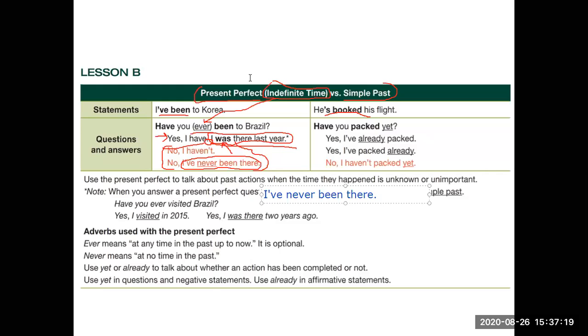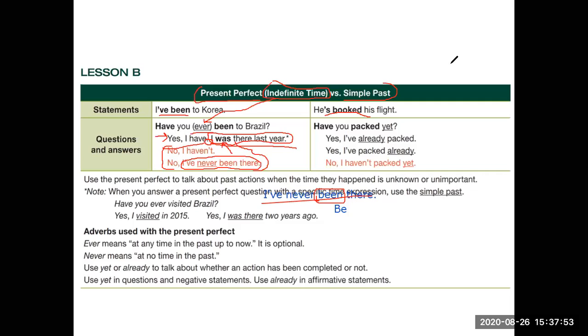As you know, when we use the present perfect, the verb that we use has to be in past participle. So "been" is the past participle of the verb "be." To indicate that we have never gone to a place, "nunca he estado allá," that is the same: I've never been there. Nunca he estado ahí. Okay.